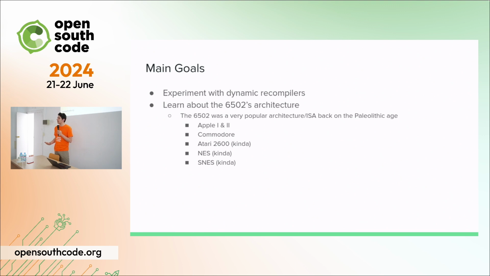But I thought that the 6502 would be a basic and simple way of writing a dynamic recompiler without having to worry about too many things. The other reason that I chose the 6502 is because back in the day it was a very popular processor. It was used on the Commodore, it was used on Atari systems, the NES, the SNES, and so writing an emulator for that processor would also allow me to play around writing emulators for those systems.